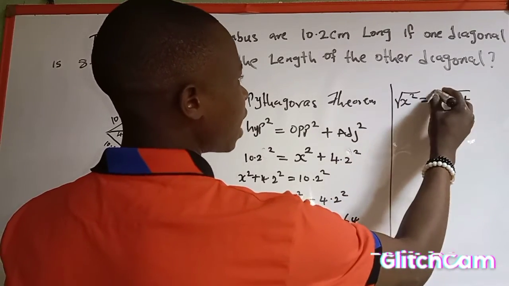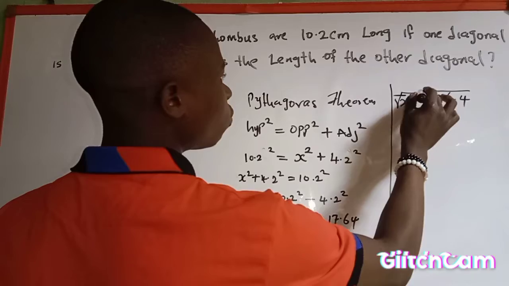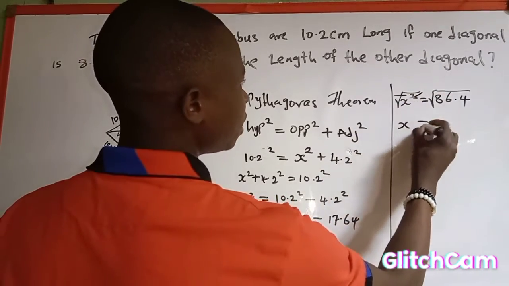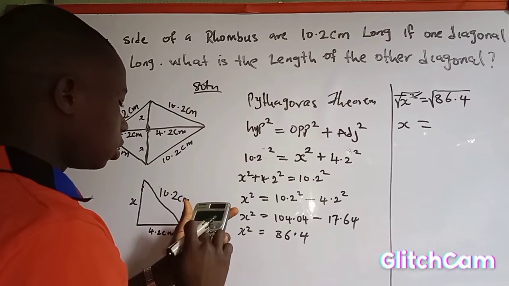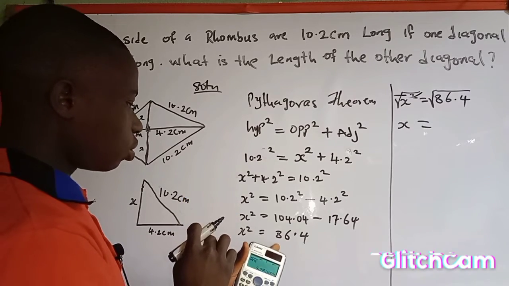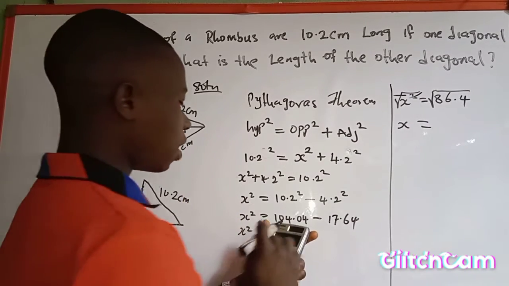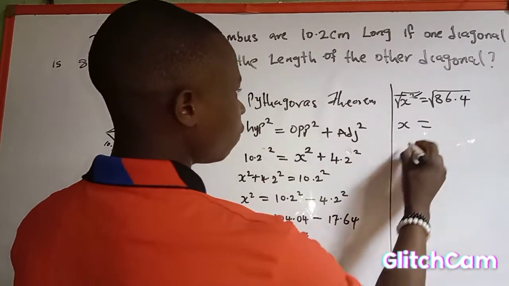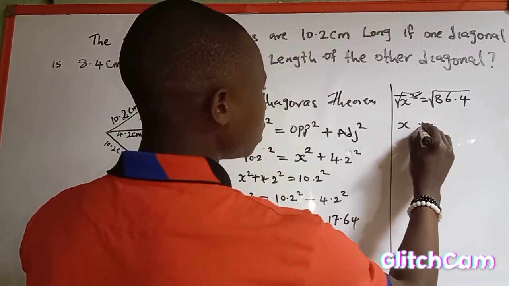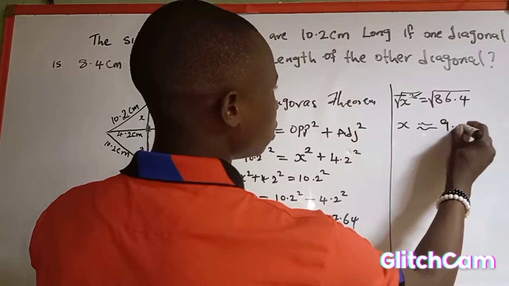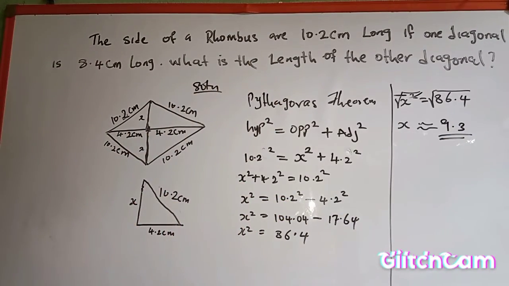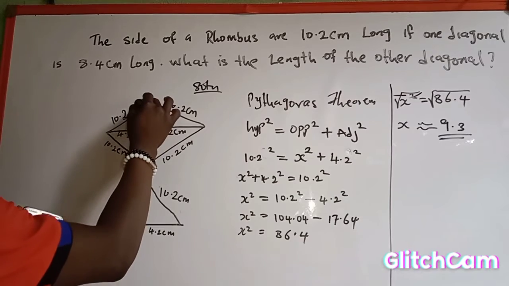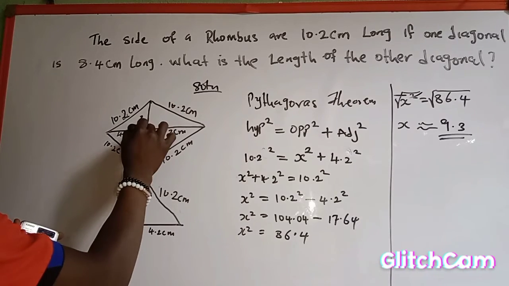Square root both sides of this equation so that this square will cancel this square. So my S now will be equal to the square root of 86.4. It will give me approximately 9.3. So this is the value of S. And 9.3, remember, we found only for this right angle triangle from this place.